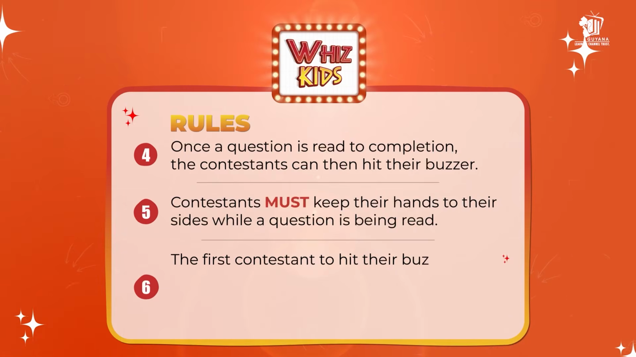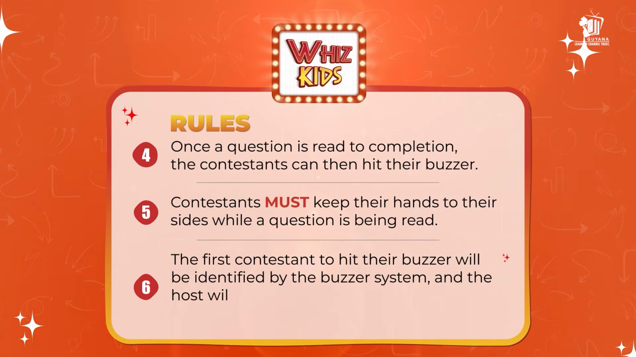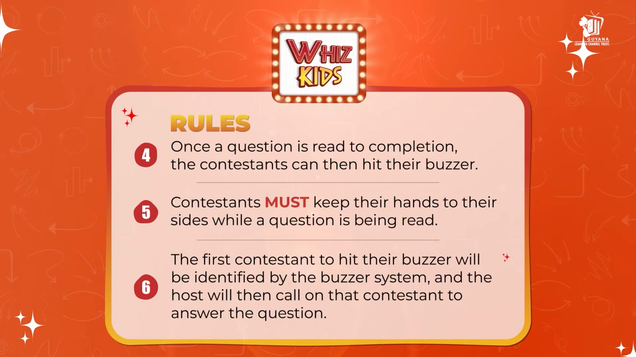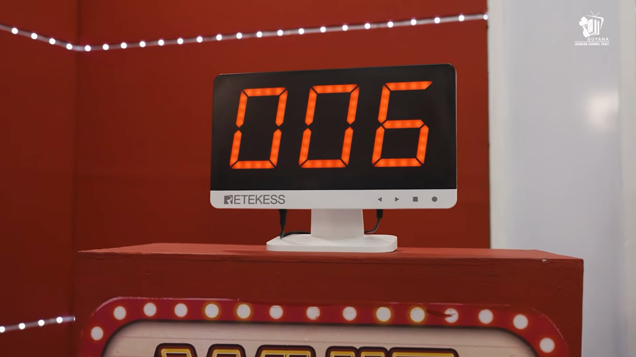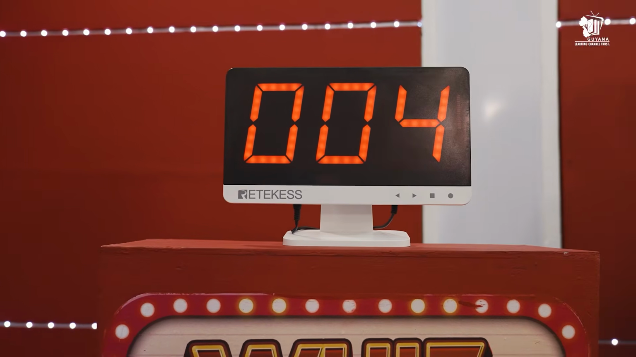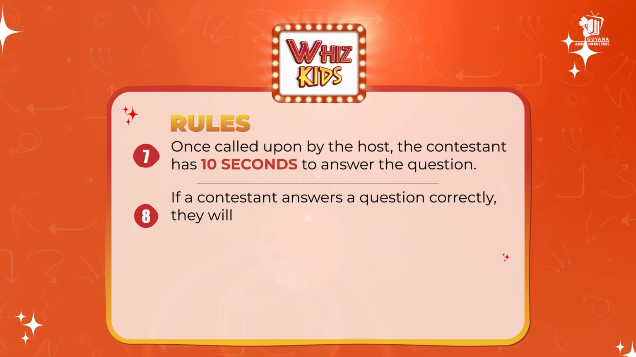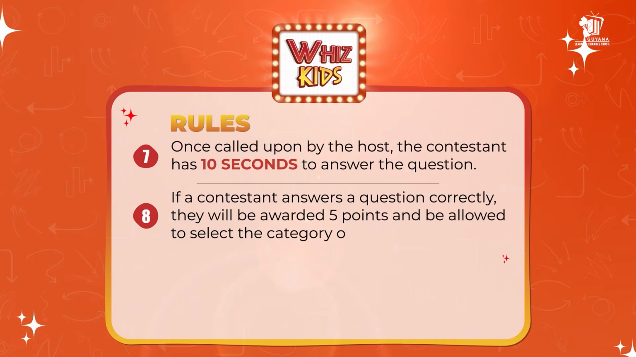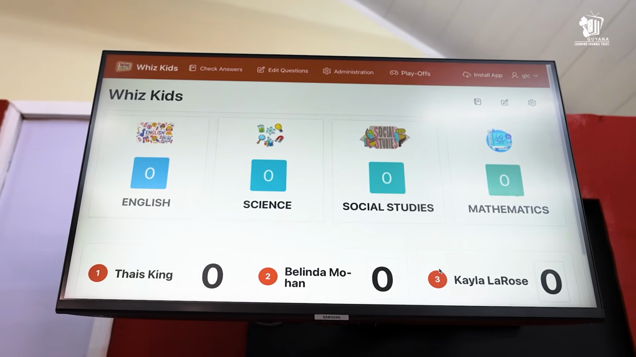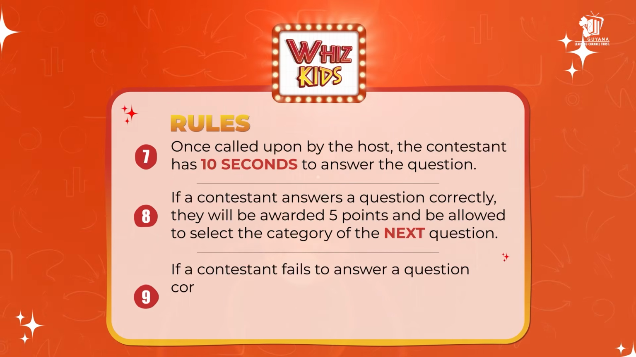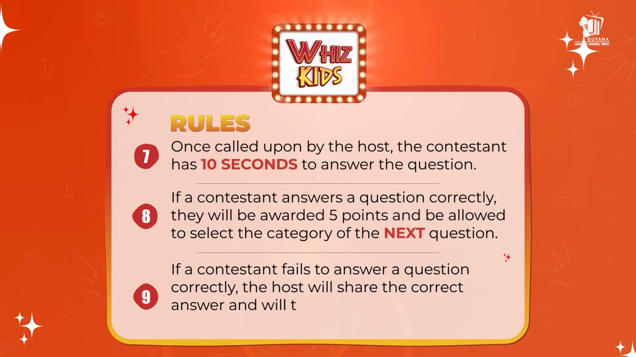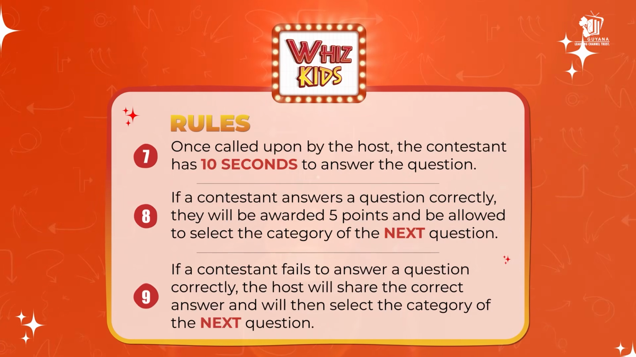The first contestant to hit their buzzer will be identified by the buzzer system, and the host will then call on the contestant to answer the question. Once called upon by the host, the contestant has 10 seconds to answer the question. If a contestant answers the question correctly, they will be awarded 5 points and be allowed to select the category of the next question. If a contestant fails to answer a question correctly, the host will share the correct answer and will then select the category of the next question.